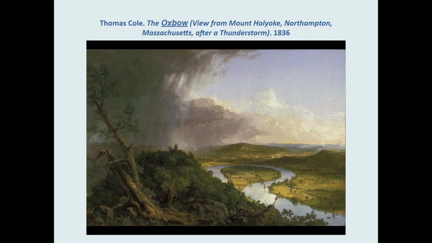This is The Oxbow by Thomas Cole. So in the early 1800s in the United States, we actually started to get art academies established, like Pennsylvania, Boston, New York, and there's kind of this struggle to find our own national identity, separate from European roots.